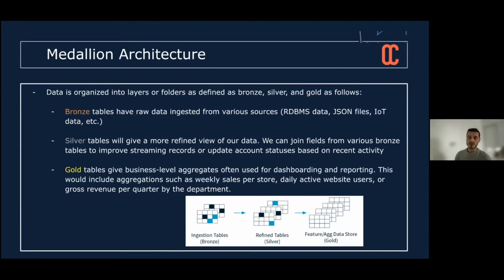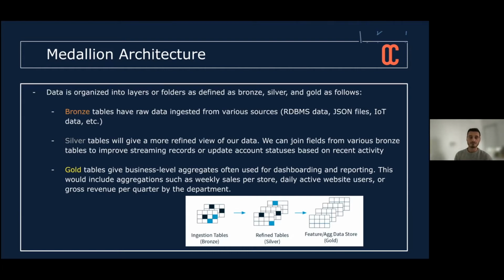Yeah, so this concept from Databricks is also referred to as Medallion Architecture because of the colors. The data is organized into layers or folders defined as bronze, silver, and gold. The bronze is raw data. Like I said, it's ingested from various sources like relational databases or JSON or IoT, and it can come from Kafka. Kafka can stream all this data and append it in a table, and it keeps appending the data. Then there's no cleaning, no transformation, so it's just raw.